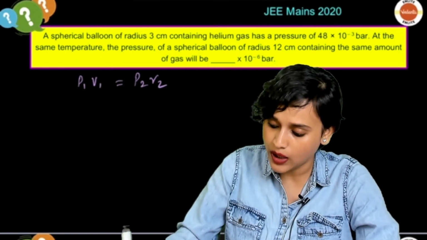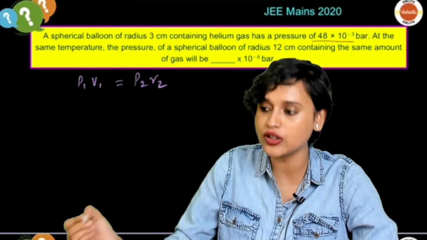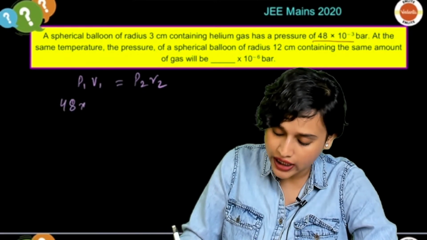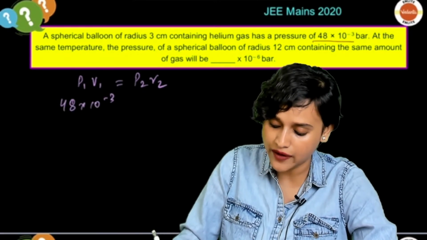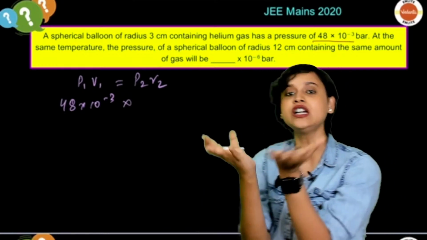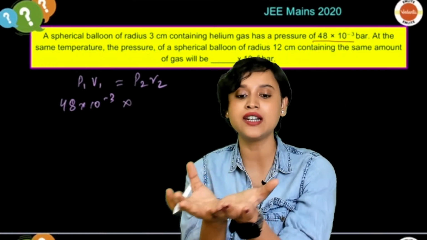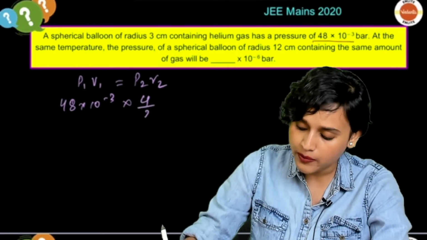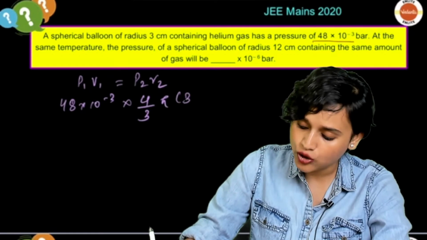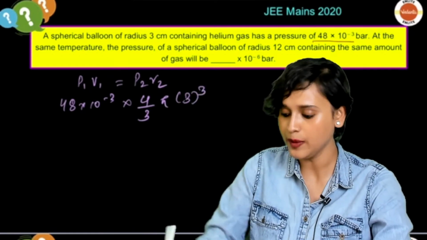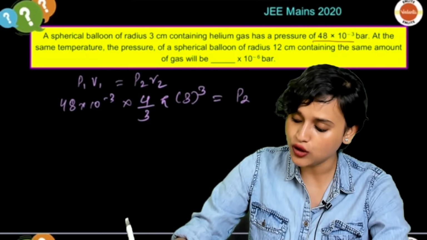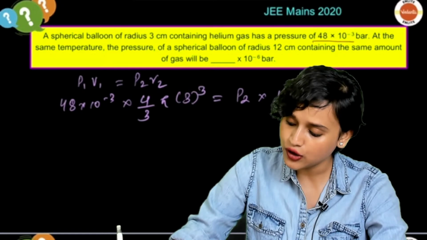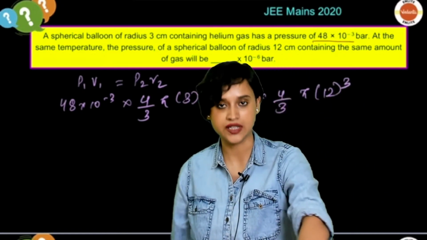What is our P1? P1 is given to you: 48 into 10 to the power minus 3. What is my volume? It is a sphere with a radius 3 centimeter. That means 4 by 3 pi r cube, isn't it? What is r? R is 3. So 3 cube. This will be equal to P2 multiplied with 4 by 3 pi 12 to the power 3. Isn't it? Yes, am I right?